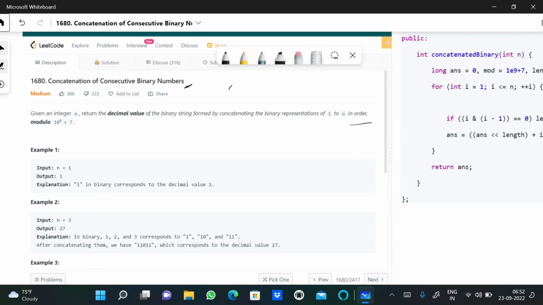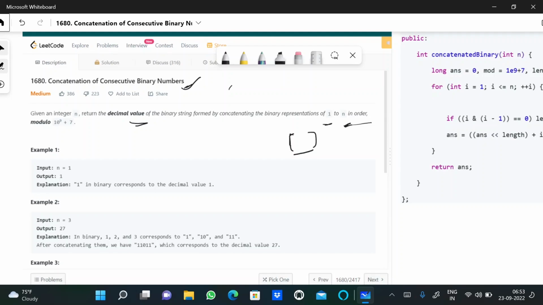Hello everyone. Today I will solve the question 1680, concatenation of consecutive binary numbers. The question statement is they will give us an integer n, and we need to find the binary number of each digit from 1 to that number n, concatenate all those binary numbers, and return the decimal of the final concatenated binary number.